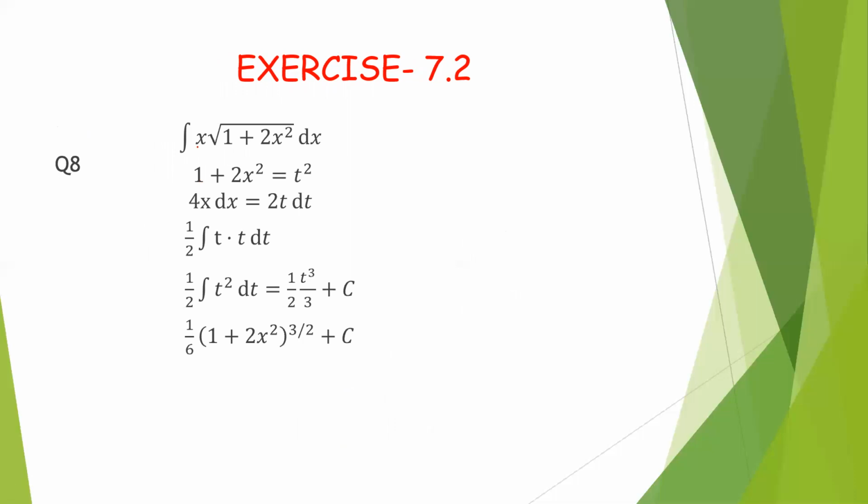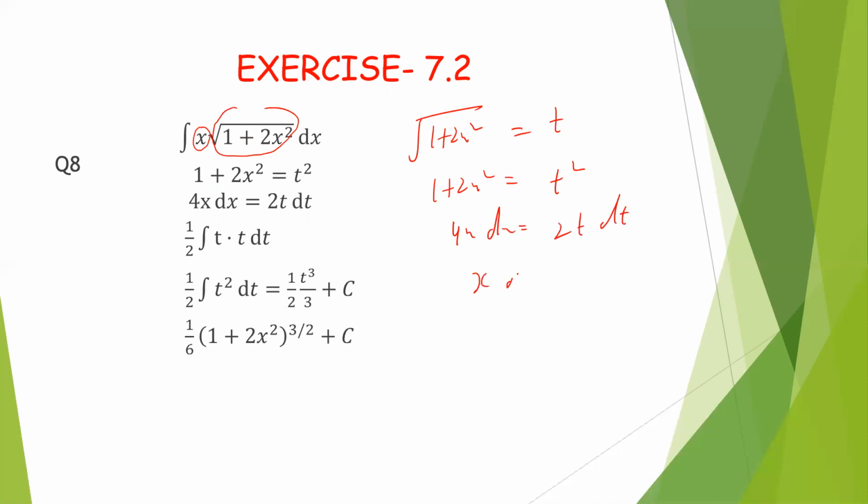Now see here, one part is square root, the other part is without square root. Most of the time, whenever a root is there, we take the root part as t. So let root 1 plus 2x square equal t. Squaring both sides, it is t square. Now differentiate: 4x dx equal to 2t dt. So x dx equal to t by 2 dt.